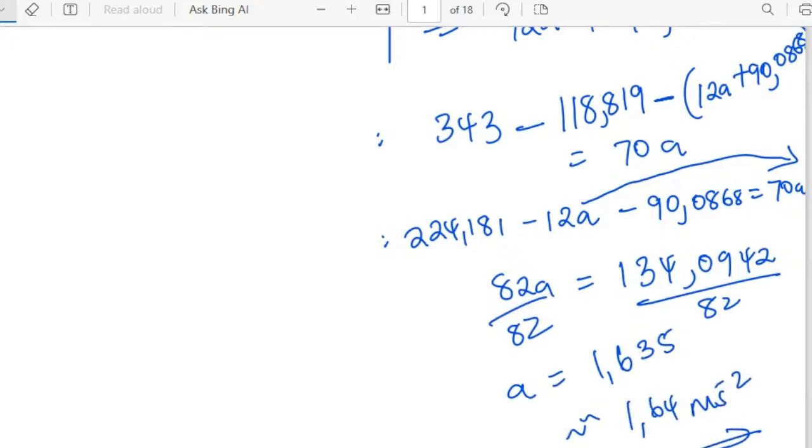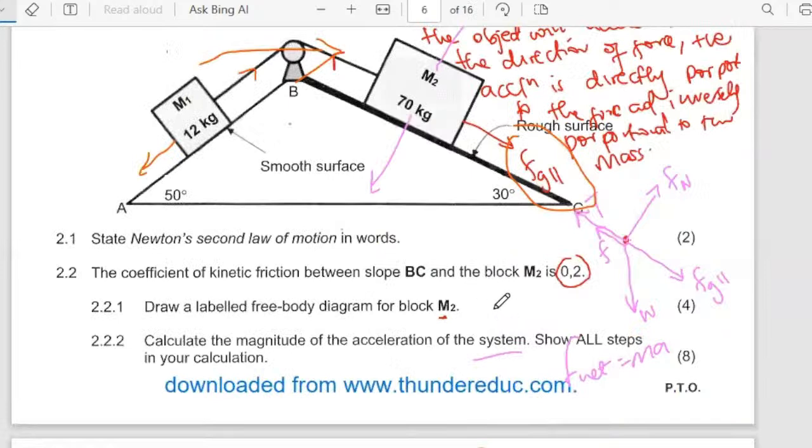I think this makes some bit of sense. It's acceleration, not so big and not so small. Okay, so that is the answer, 1.64 meters per second squared for 8 marks, okay?